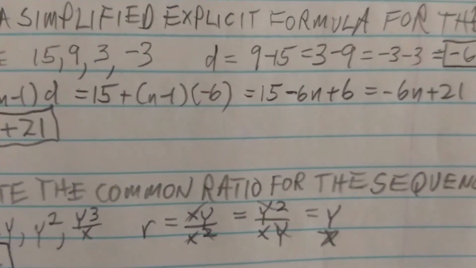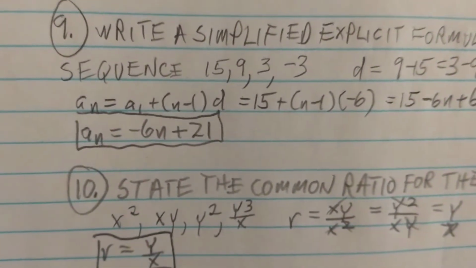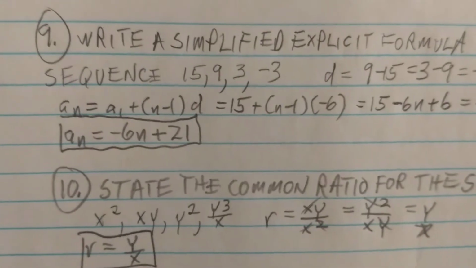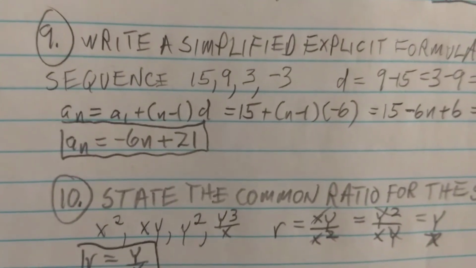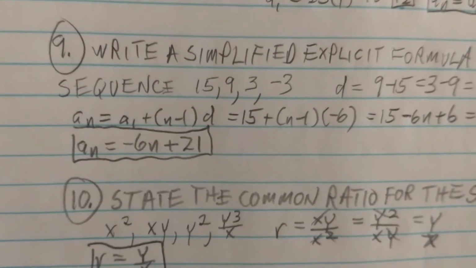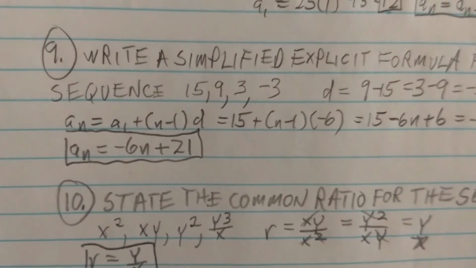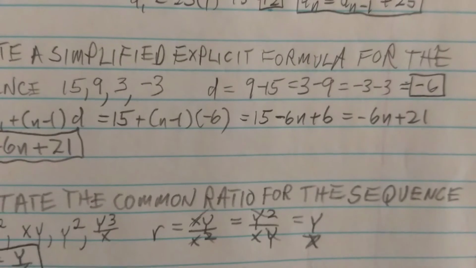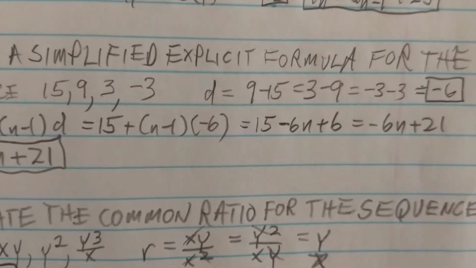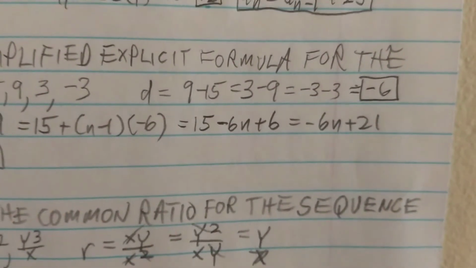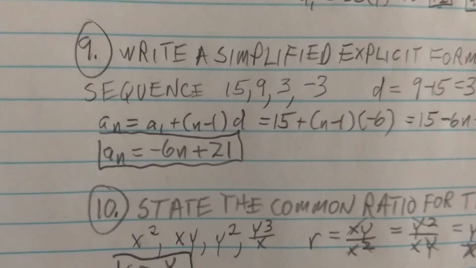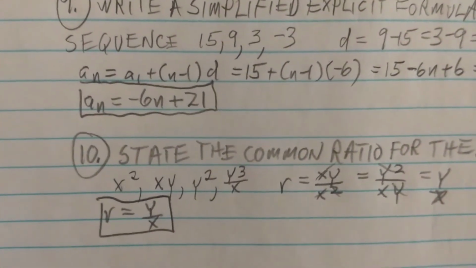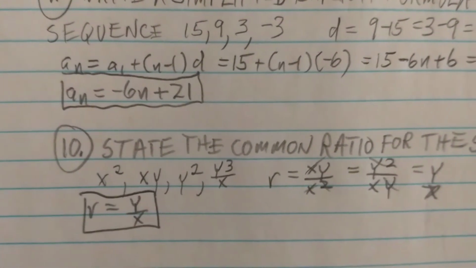So this is a -6 sequence, and now we can plug into a sub n equals a sub 1 plus (n minus 1)d, with the first term 15 plus (n minus 1) times -6, or multiplying through, 15 minus 6n plus 6, or -6n plus 21. So our a sub n is -6n plus 21.